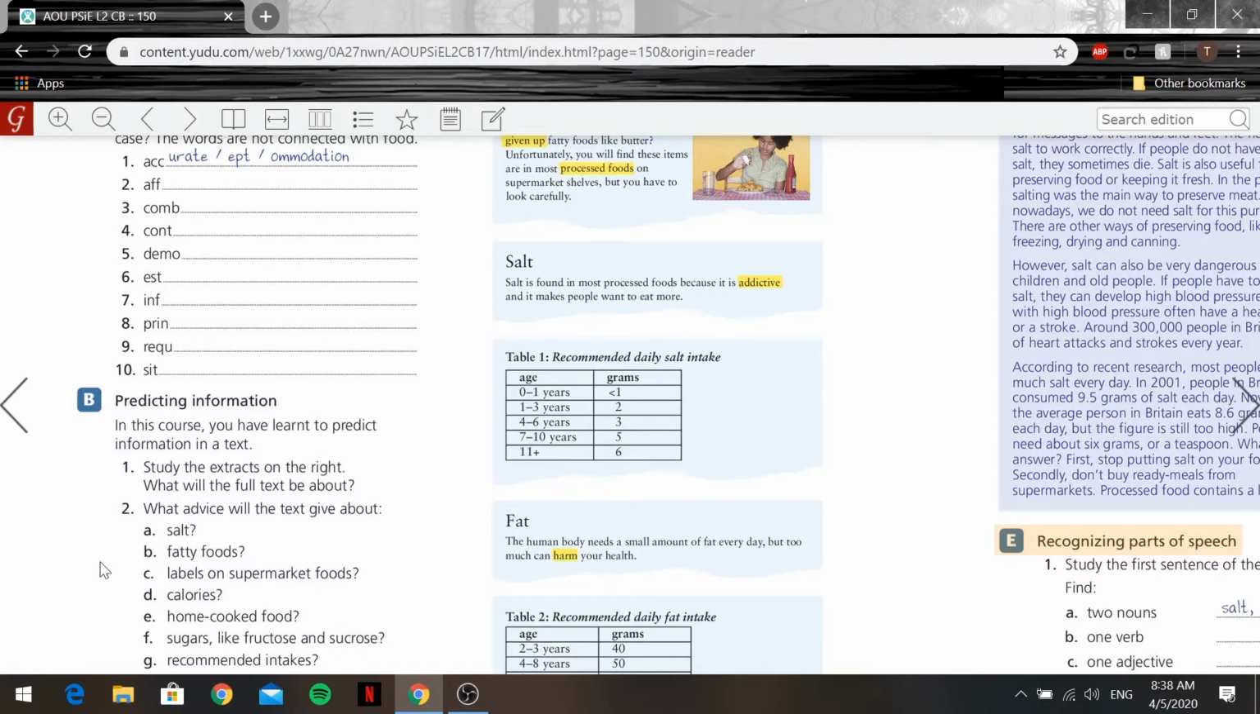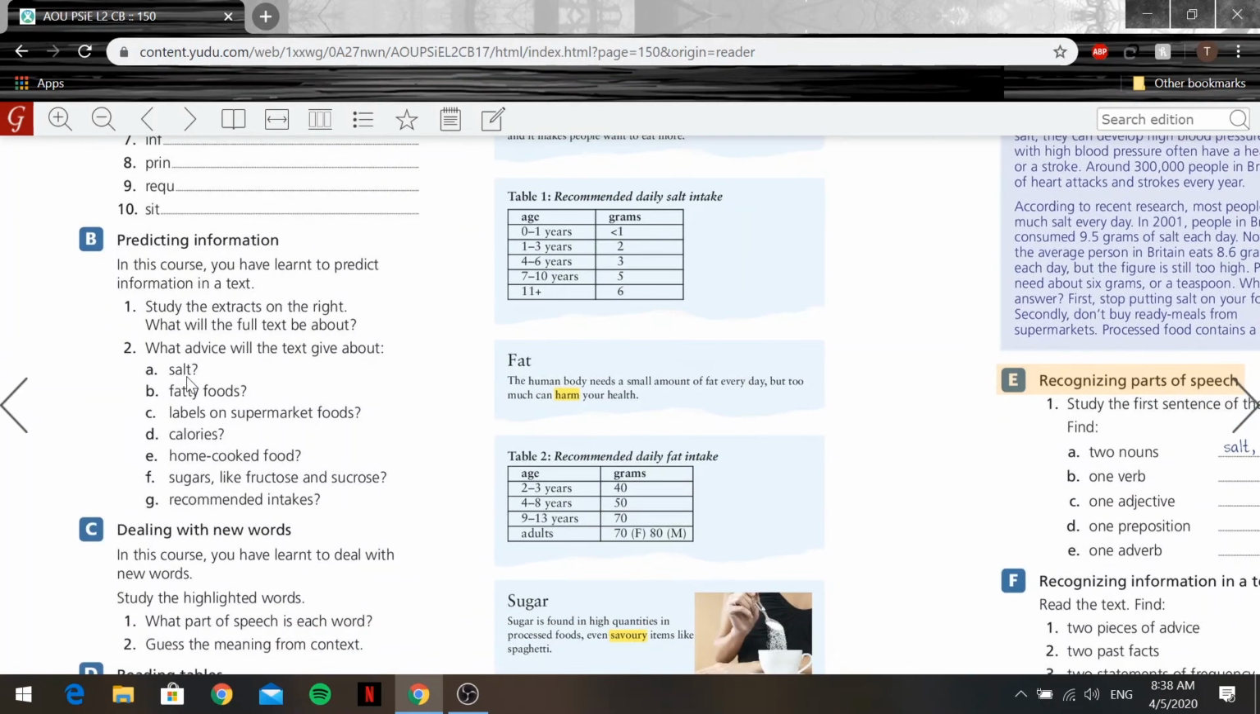2, what advice will the text give about salt? Okay, so like we said, the text says not to eat too much salt, okay? So there's a lot of hidden salt in some food, for example, sausages, salami, sliced meat, ready meat, you get the idea. Okay, fatty foods. Okay, well, the text says to not eat too many fatty foods because too much fat can be dangerous.